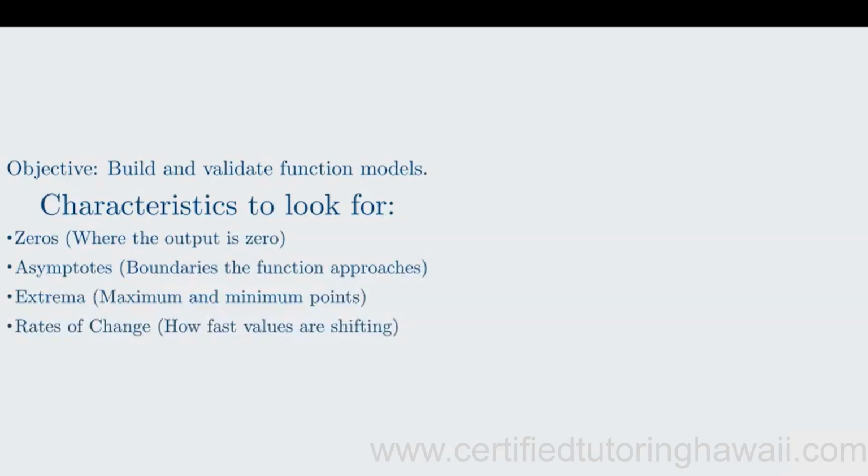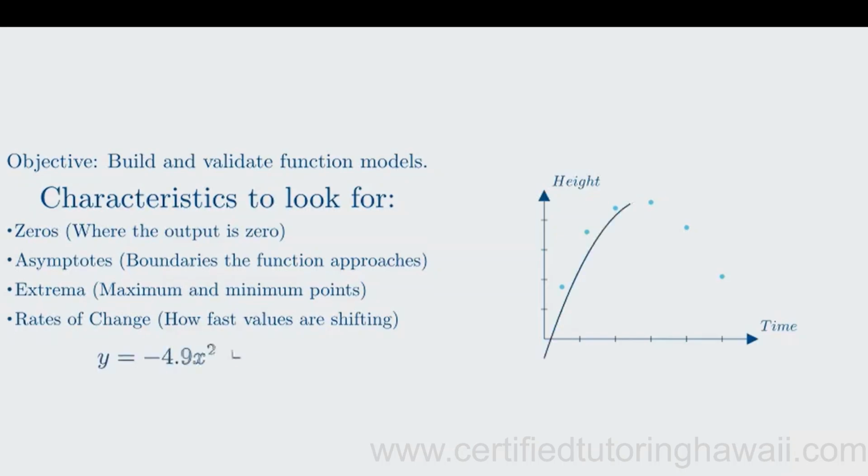To do this, we look for specific characteristics in the data. Suppose we are tracking the height of a ball thrown into the air. We collect data points showing time and height. We can create a mathematical model, an equation, that fits these points. We call this a model. The model tells us the maximum height the ball reaches. It also tells us exactly when the ball will hit the ground.